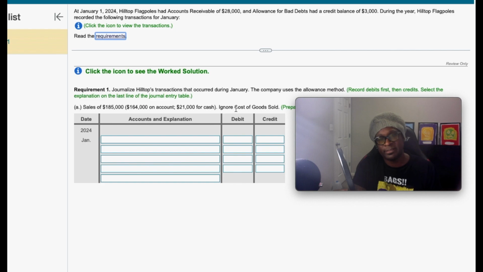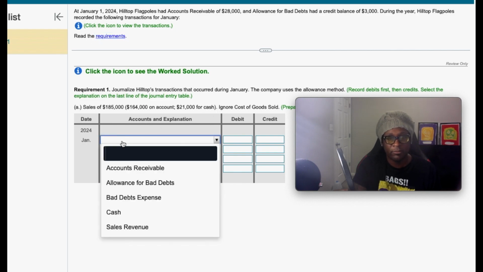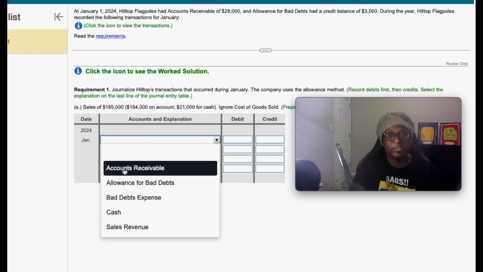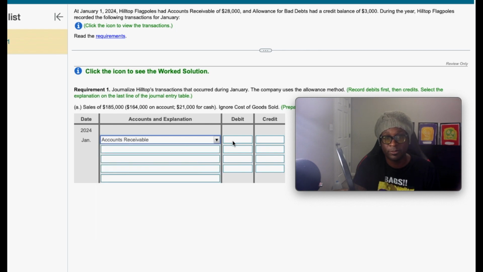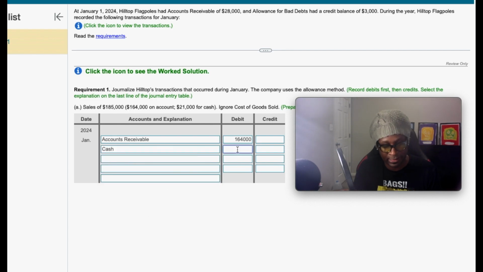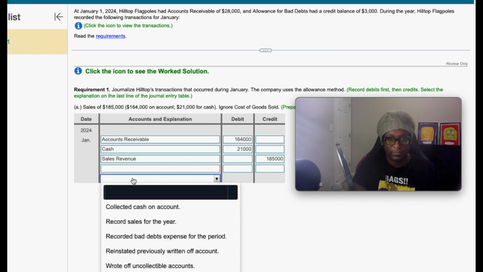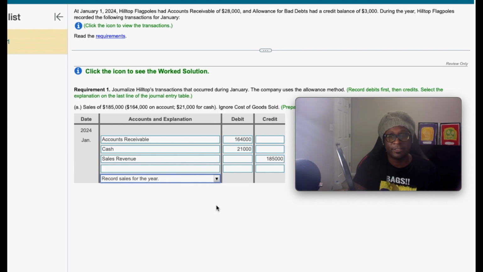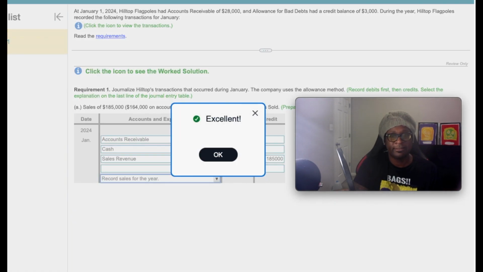Okay, so we made a sale. Let's record that. Well, first, we need to record the credit sales portion of it. So we're going to debit accounts receivable for the $164,000. Then we have to recognize the cash that we received for the $21,000, which is a debit, thus causing us to credit sales revenue for the total amount, which happens to be $185,000, gang. And this is to record sales for the year. We're going to check the answer.